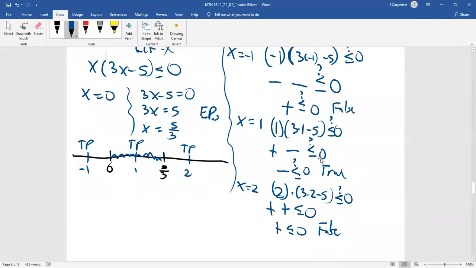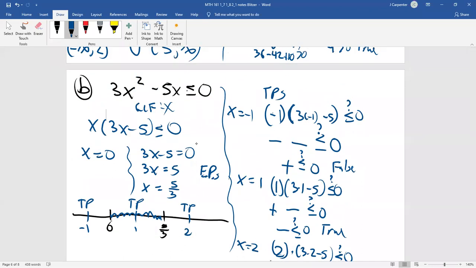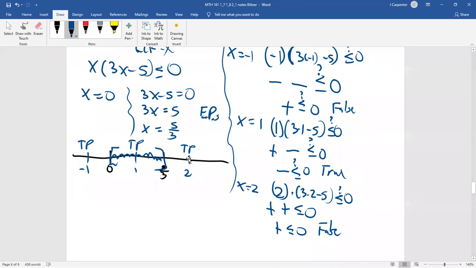Now we got to give them brackets or parentheses as necessary. The original problem had the or equal, which means brackets. But the actual answer is in interval notation. We have our 0, comma, we have our 5/3. We bracket both of them, and that's the answer.